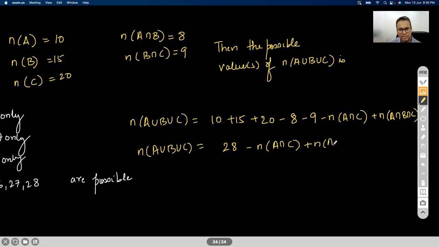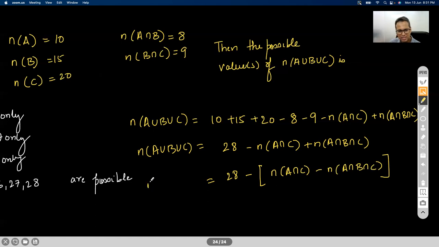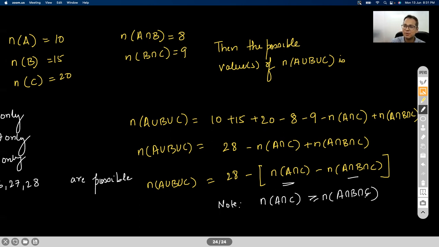Now pay attention, this is very important. I'm going to take this minus sign common, and write it as NA intersection C minus NA intersection B intersection C. Now tell me from your common sense, is NA intersection C more or NA intersection B intersection C more? This is more than this. Please note this down: the number of elements in this will always be more than in this, because more intersection means a lesser number of elements.